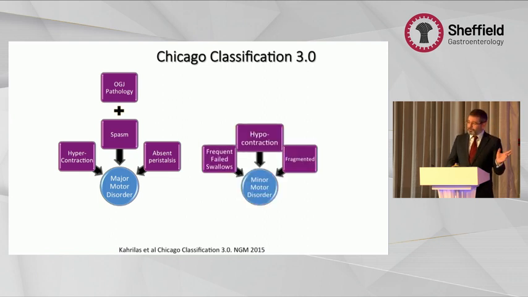Then we have minor motor disorders. These are the ones that you hear about with regards to ineffective esophageal motility, hypomotility, fragmented peristalsis, or where peristalsis is failed and then present, failed and present. This is minor motor disorders. These do not necessarily occur in disease. They might just be outside of the normal range and can be seen in health. So if we're going to treat those, often we treat symptoms rather than disease in itself.